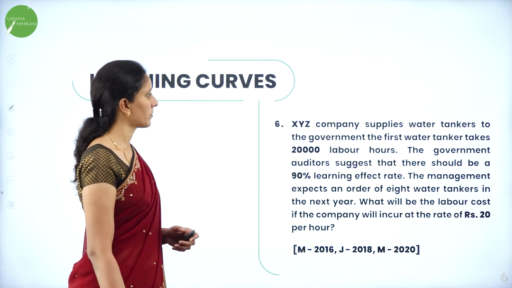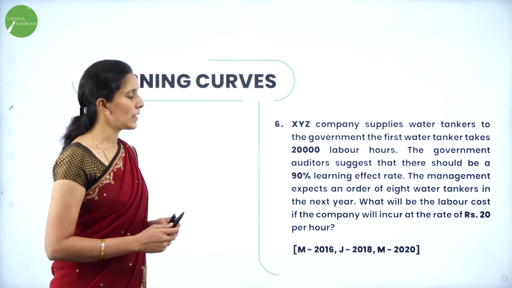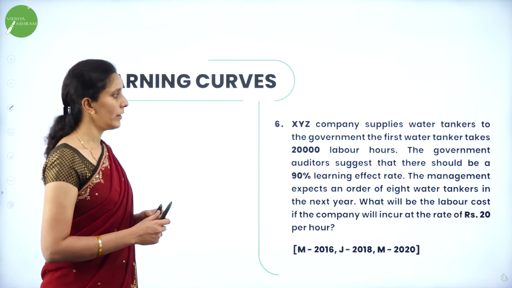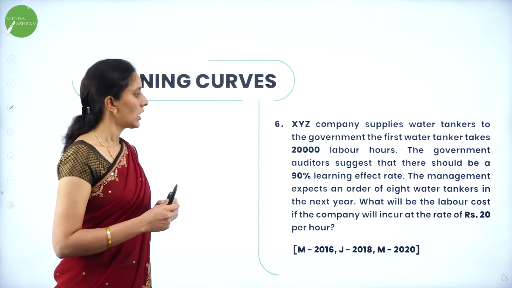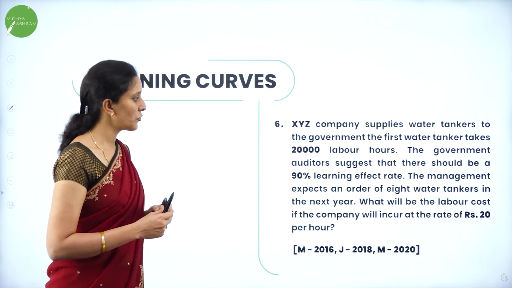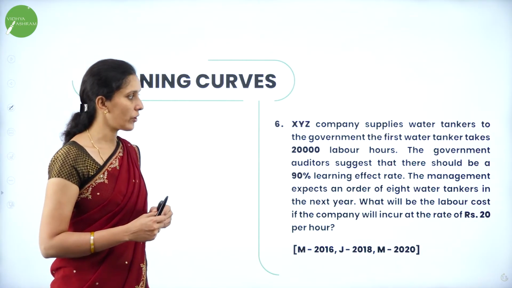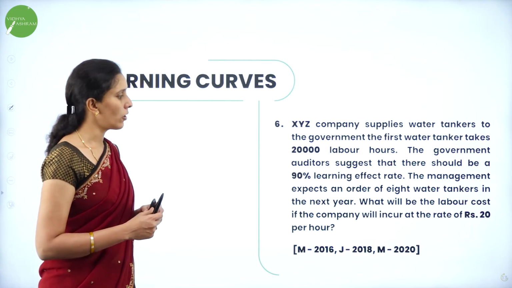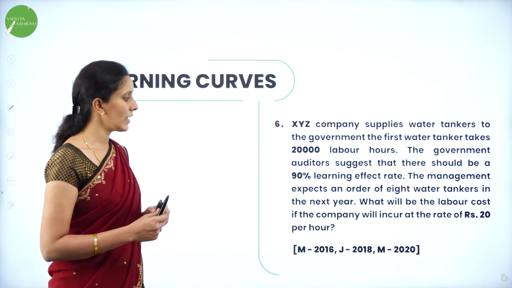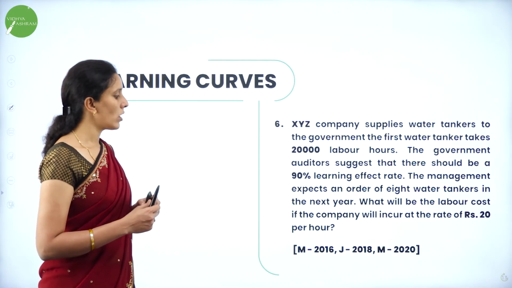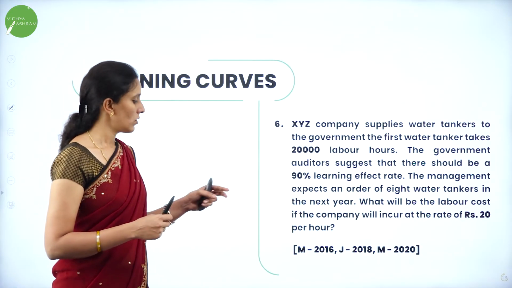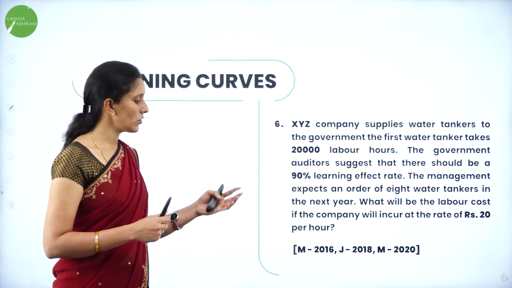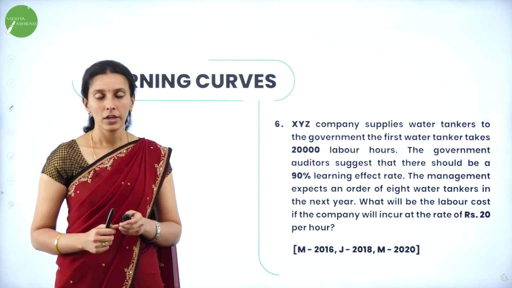Next question. XYZ company supplies water tankers to the government. The first water tanker takes 20,000 labor hours. The government auditor suggests that there should be a 90% learning effect rate. The management expects an order of 8 water tankers in the next year. What will be the labor cost if the company will incur at the rate of rupees 20 per hour? So this was asked in March 2016, July 2018 and March 2020.